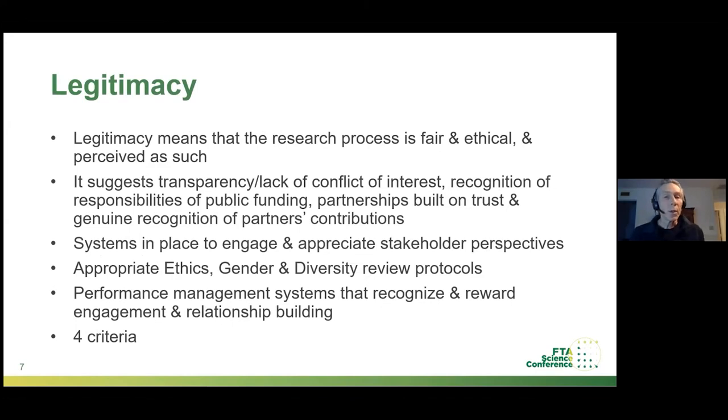The principle of legitimacy captures the idea that the research process and the researchers themselves have to be trusted in order for users to value the research. This reflects the fact that research users may not have the necessary information or the capacity to evaluate the scientific quality of the research. Rather, they assess the research based on whether they believe it to be fair, ethical, and representing their knowledge, values, and needs.